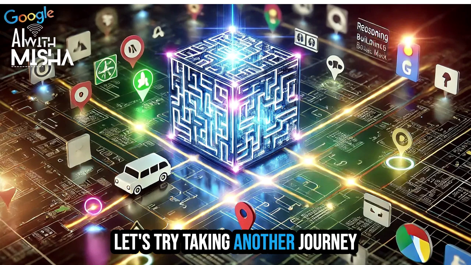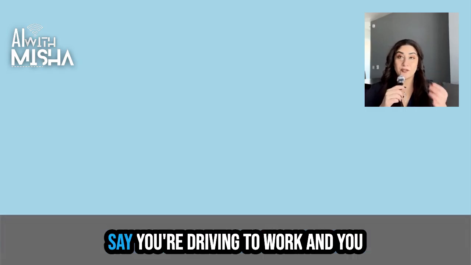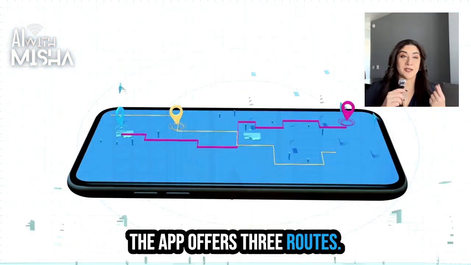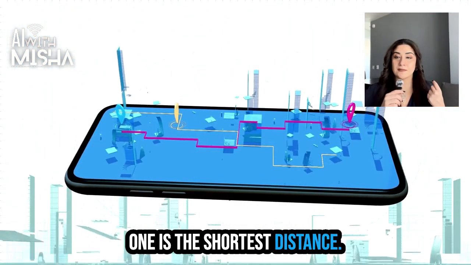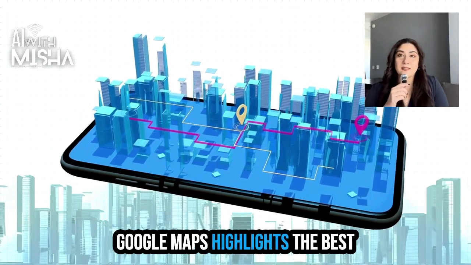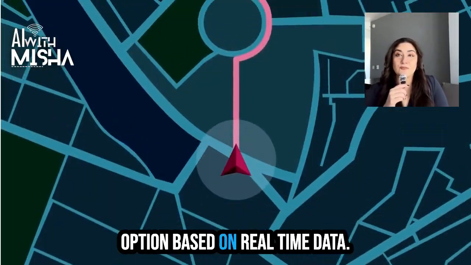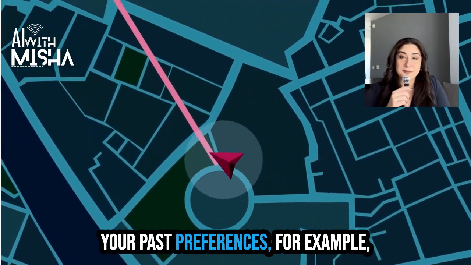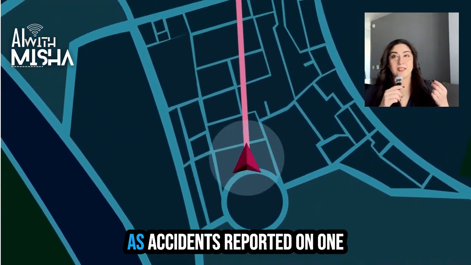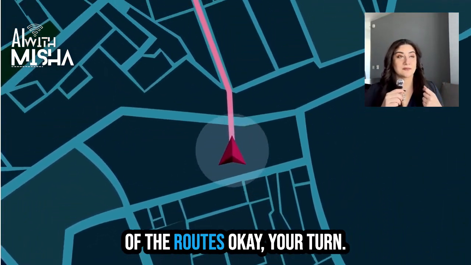Let's try taking another journey within the reasoning building block. Say you're driving to work and you enter your destination in Google Maps. The app offers 3 routes. One is the shortest distance, another avoids toll roads, and the third has the least traffic. Google Maps highlights the best option based on real-time data. Your past preferences, for example, like wanting to avoid toll roads, and even broader patterns, such as accidents reported on one of the routes.